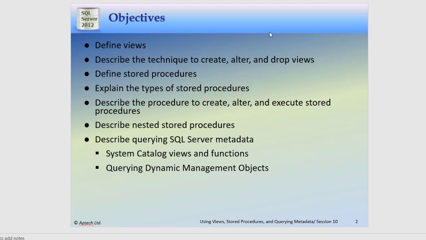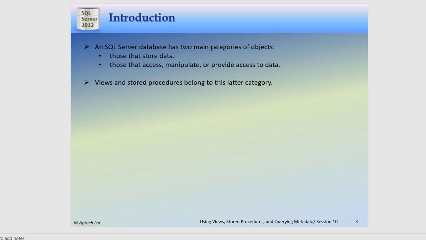Let's get started. Introduction. An SQL Server database has two main categories of objects. We have those objects which store data, and those objects which access, manipulate, and provide access to the data. And this is the most important, after all, we are providing the database as a backend store to our data. We have the views and stored procedures, which belong to the second category, that is, objects which are used to access, manipulate, or provide access to data.